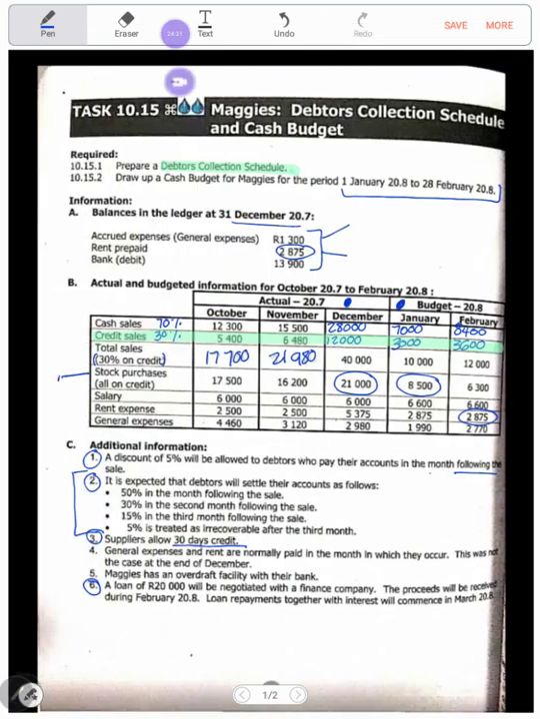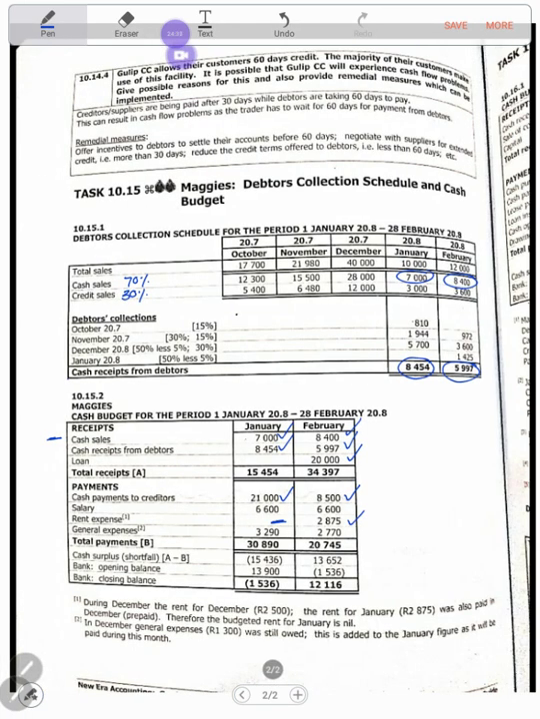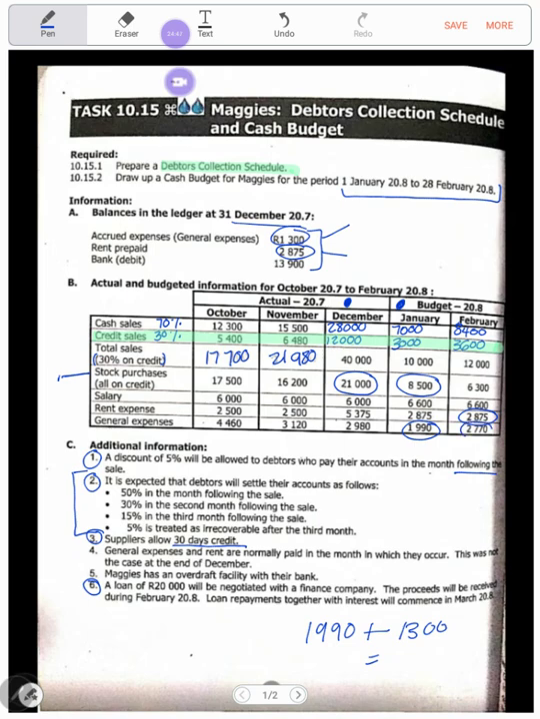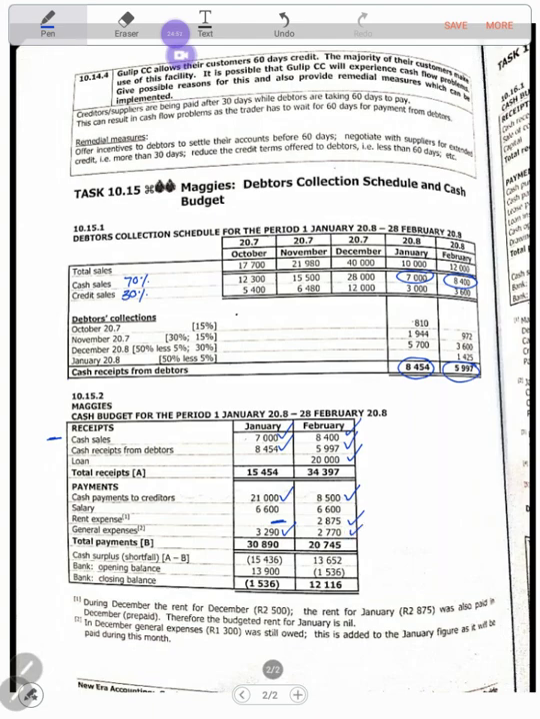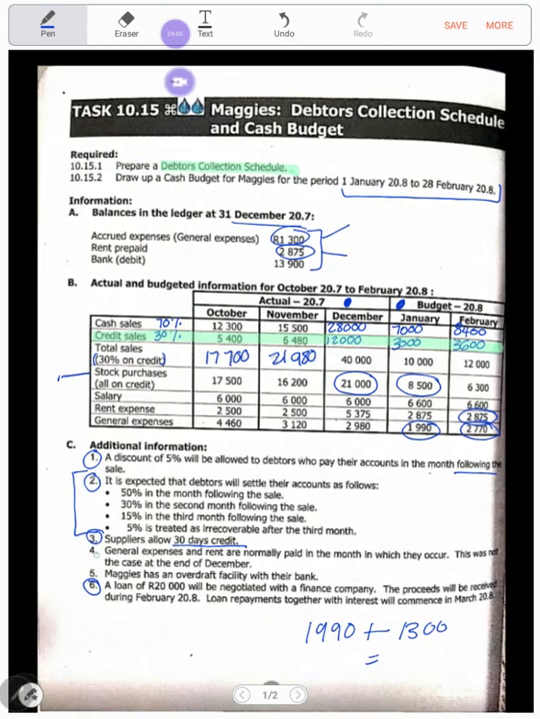Moving along to general expenses, what is the expected payment for general expenses in January? It is 1,999. And remember, you are still owing the 1,300, so I'm adding 1,300, and you should get a total worth 3,290. All right. And then from February onwards, you will be paying what is expected of you, 2,770, which we have over there.